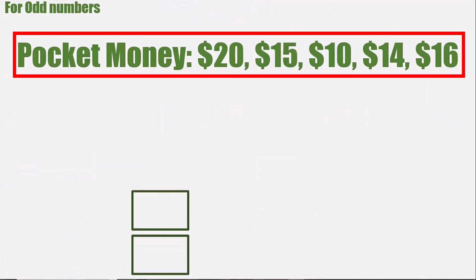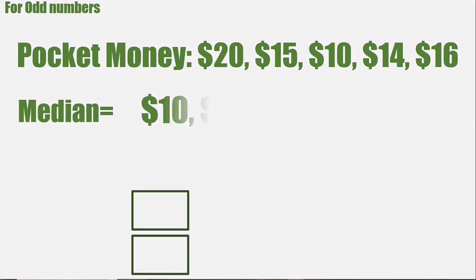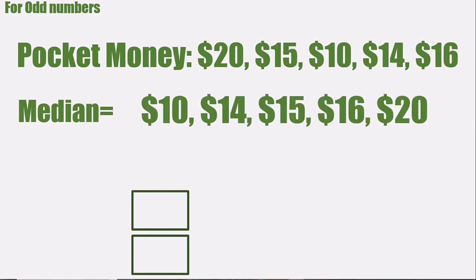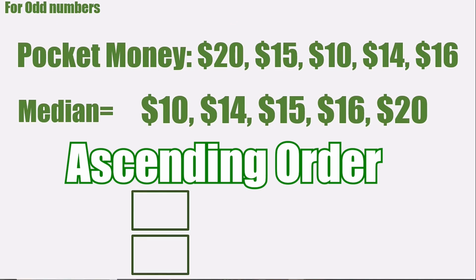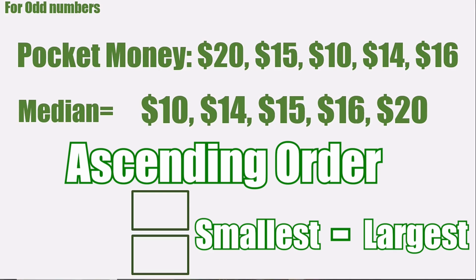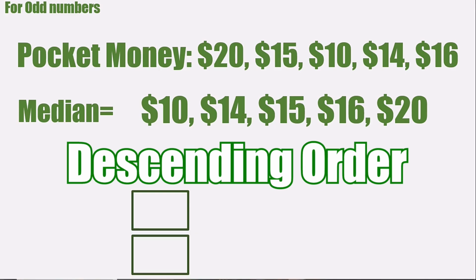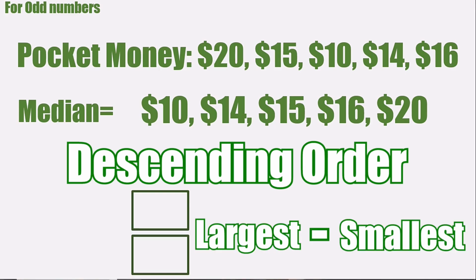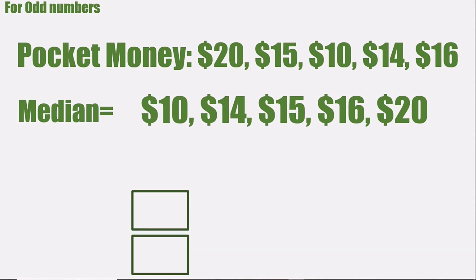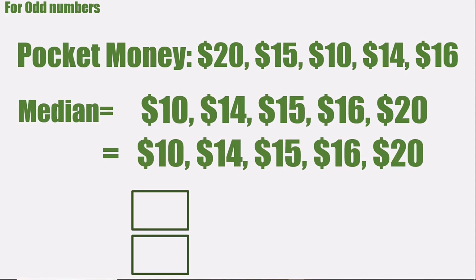Now, we have this pocket money example again here. And for us to calculate the median, we need to first rearrange the dataset in either ascending order or descending order. Ascending order is rearranging it from smallest to biggest, and descending order is rearranging it from biggest to smallest. Now, after rearranging this in ascending order or descending order, you pick the value which is in the middle, and that value which is in the middle is your median.